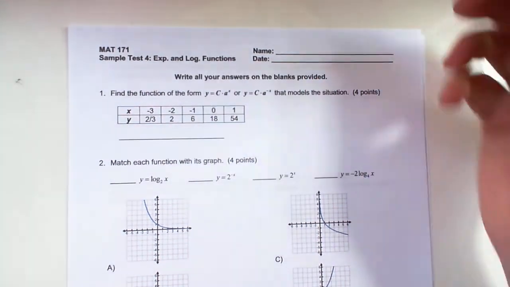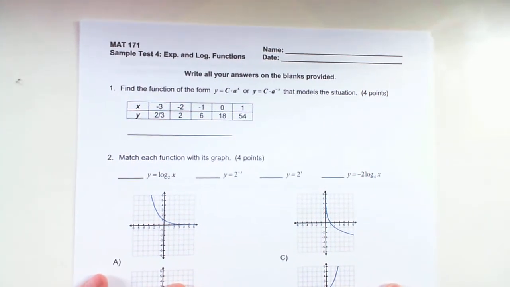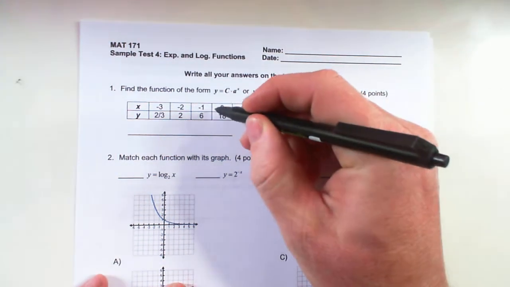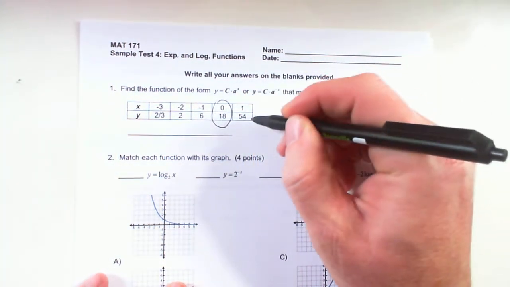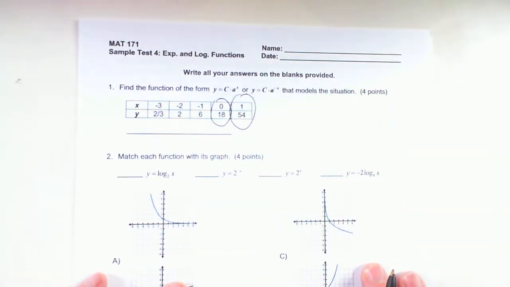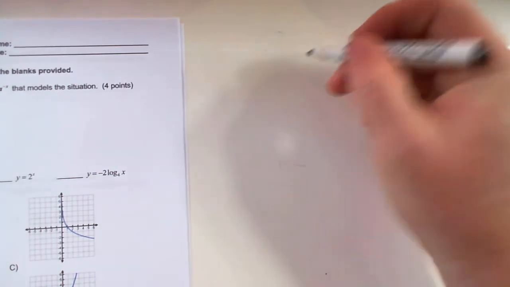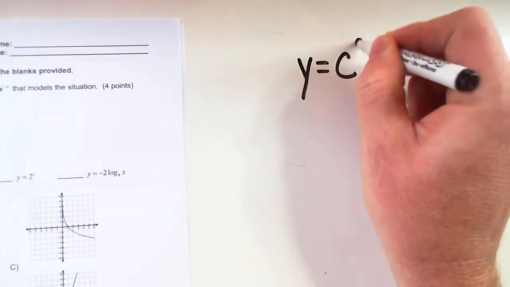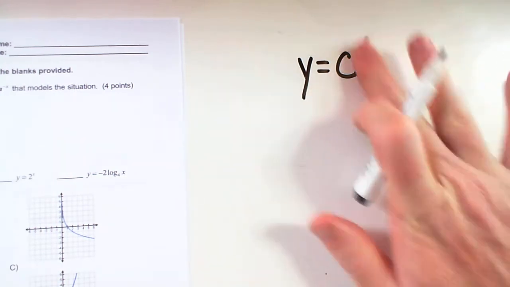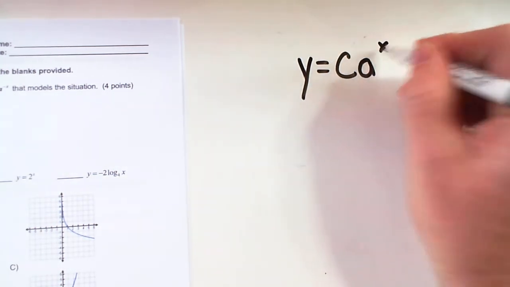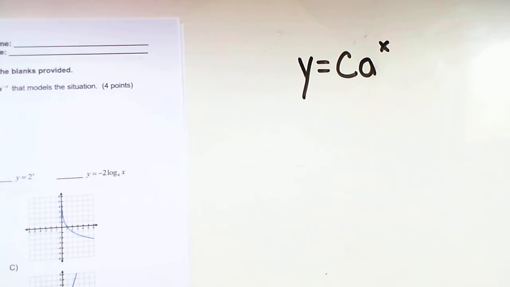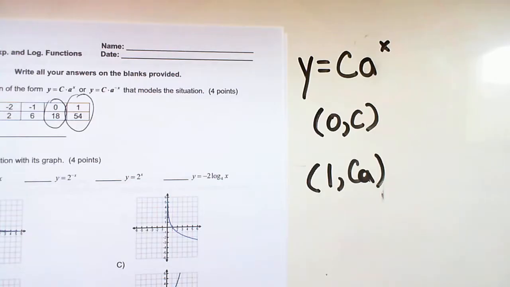So, looking at this, we do have the two important points that we normally work with. We have this point (0, 18), and we have the point (1, 54). From our notes, we remember that when we have y equals c times a to the x, there are always two important points that we will find on this graph. So we have the points (0, c) and (1, ca).